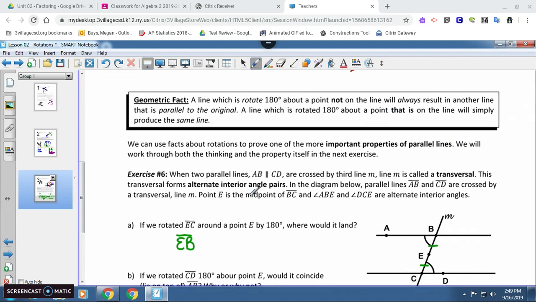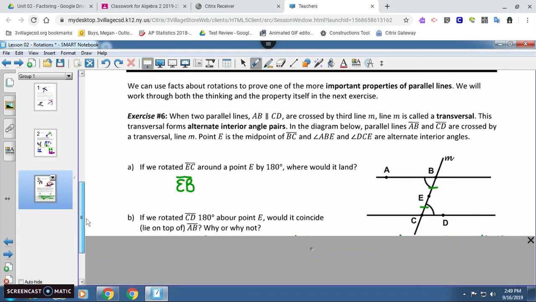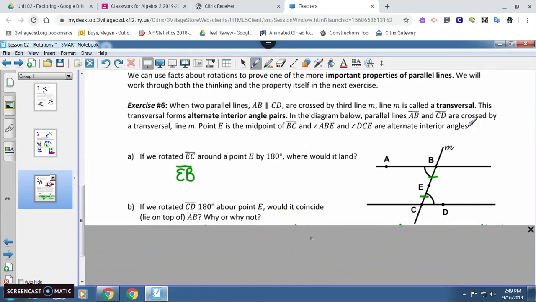So we have to understand some important properties of parallel lines. So this is our symbol for parallel when you have two lines next to each other like this that never touch. So underneath, we're going to look at AB, which is parallel to CD. They're crossed by this third line, M, which is called the transversal. This transversal forms alternate interior angle pairs that are marked here. So we have the angle ABE and DCE. Those two are alternate interior angles. Think interior, they're inside, and they're alternate sides of the transversal.